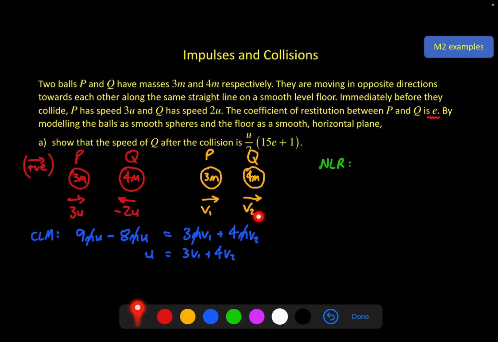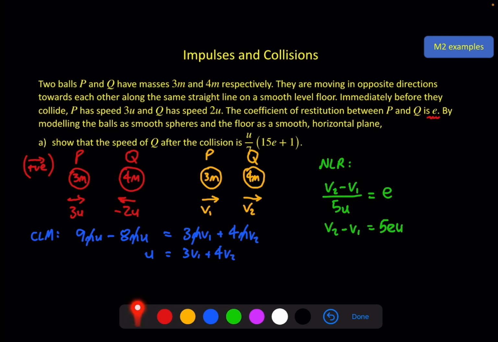I know that v2 as a velocity must be greater than v1, otherwise there would be a second collision, and we have no reason to think that there will be. v2 minus v1, divided by the speed of approach, this minus this, or just 3u plus the magnitude of this 2u. Either way, we get 5u. And we're told that the coefficient of restitution is simply e, an unknown. This gives us v2 minus v1 is equal to 5eu.